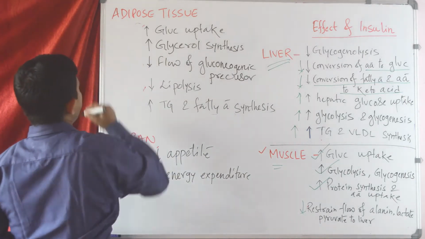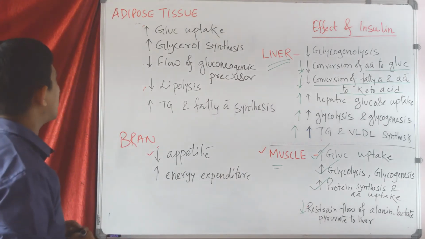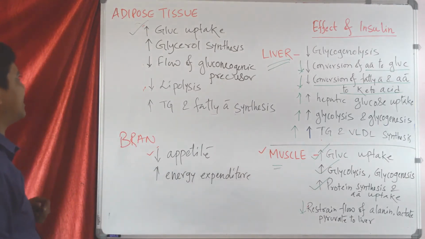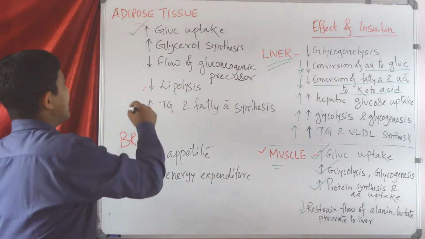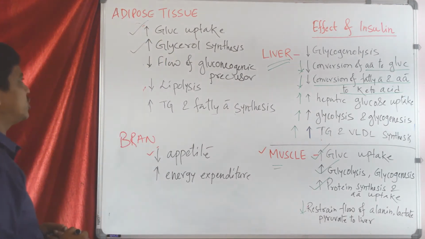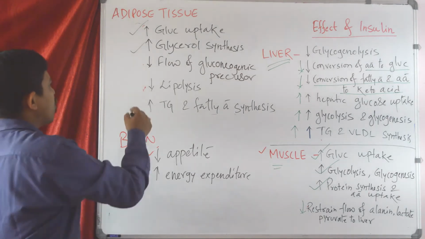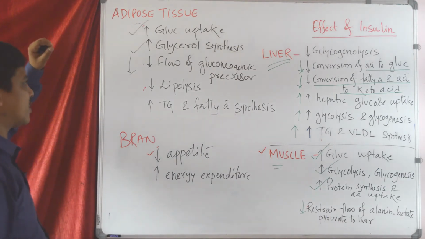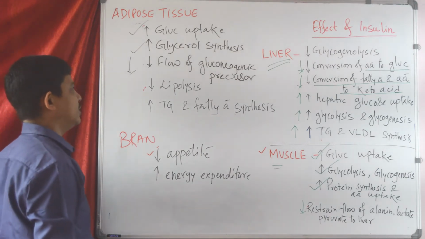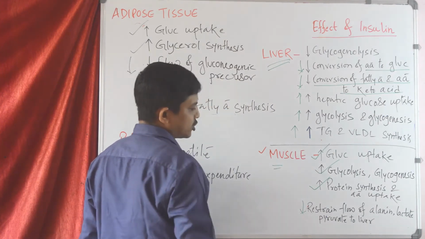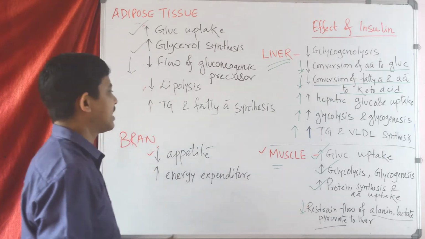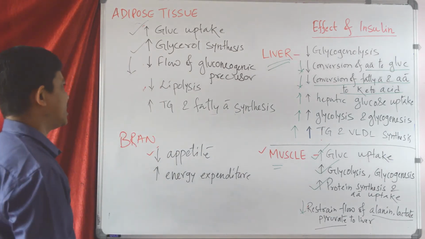Next is adipose tissue. If you are talking about adipose tissue, it enhances the glucose uptake. It enhances glycerol synthesis, but the flow of glycogenic precursors will be reduced. Here in muscle also we talked about alanine, lactate, pyruvate. This is nothing but the glycogenic precursors.